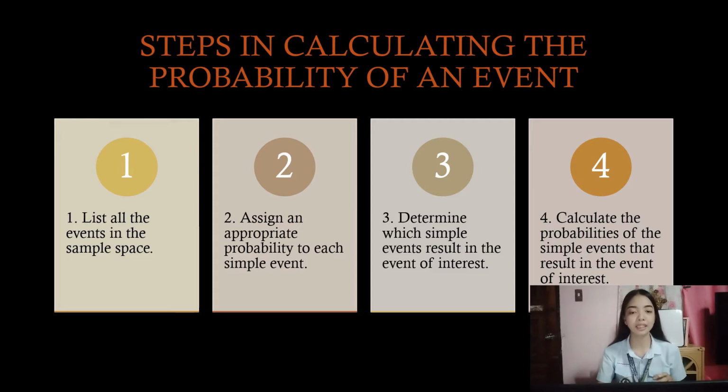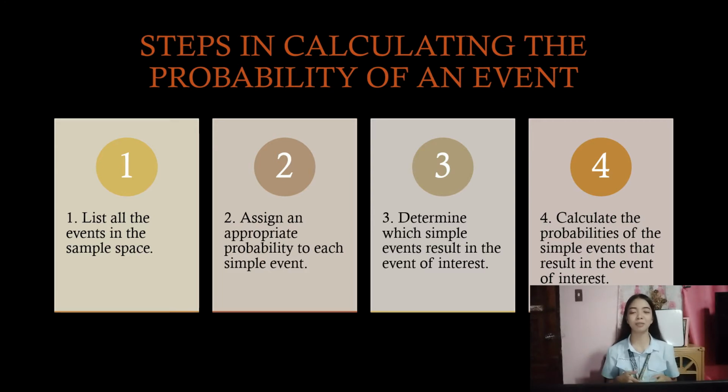Next are the steps in calculating the probability of an event. First, list all the events in the sample space. If we encounter a problem, we should know how to create the sample space and subsets, which are the events that will be the basis for the formula, n and N as the main sample space. Next, assign an appropriate probability to each simple event. Sometimes the appropriate probabilities are already given in the problem, which we may use in solving it.